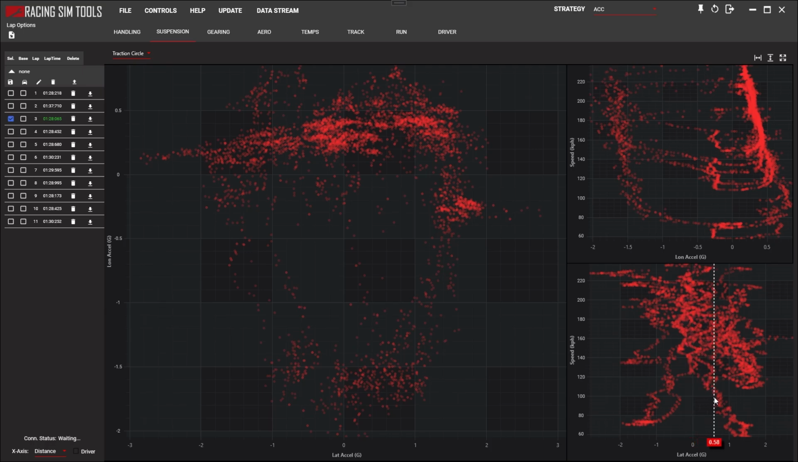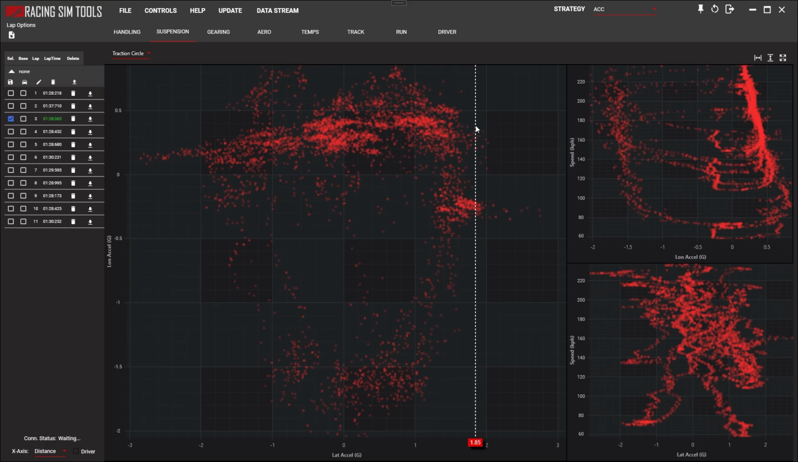On the bottom right, it's the exact same thing, except the x-axis is the lateral acceleration and the y-axis is speed. So the bottom right one is for cornering, the top right one is for braking and straight line acceleration, and the traction circle is here on the left. So how can you use these traction circles? We already gave some ideas about how you might use it.